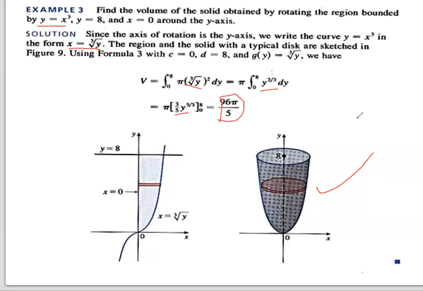Sometimes the volume is rotated about the x-axis, sometimes it's rotated about the y-axis. Any questions about this one? All right, good.